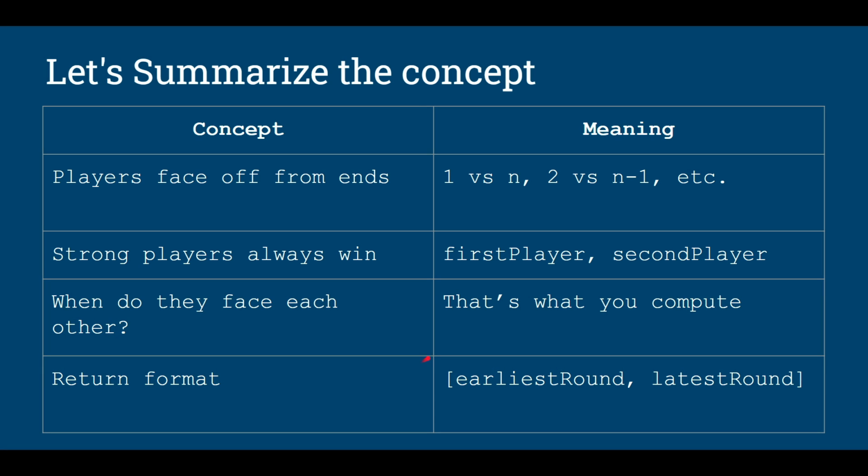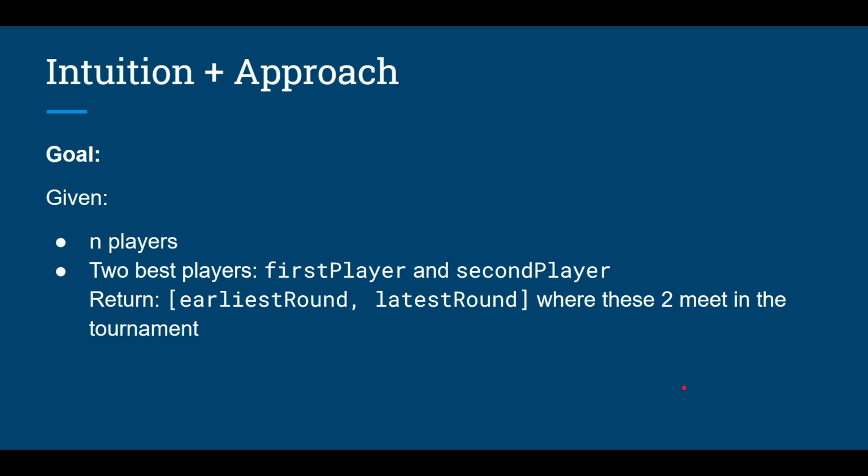I hope you understand, right? So what is the concept we are going to use in this problem? The concept is players face off from the ends, like 1 vs n, 2 vs n minus 1, as given. And the strongest players always win here. Suppose the first player and the second player face each other, what do we compute? The return format will be the earliest round and the latest round.